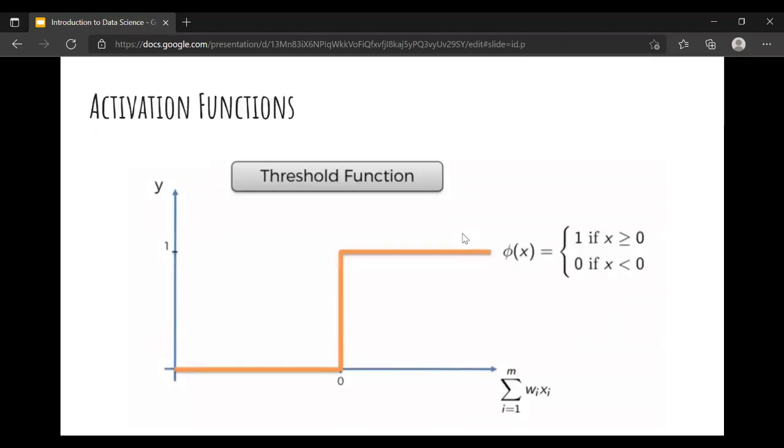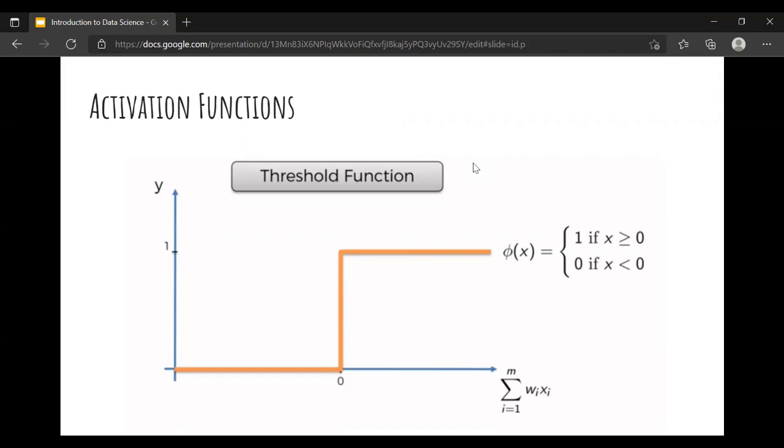We have different activation functions. Now, one of the activation functions is called the threshold function. Okay, so in the threshold function, what happens is, if the value, our weighted sum, that we get in the end is greater than 0, then my output is going to be 1. And if that is less than 0, then my output is going to be 0. So what happens is, the neuron is only going to give you an output of either 0 or 1. There are no other values that can exist.